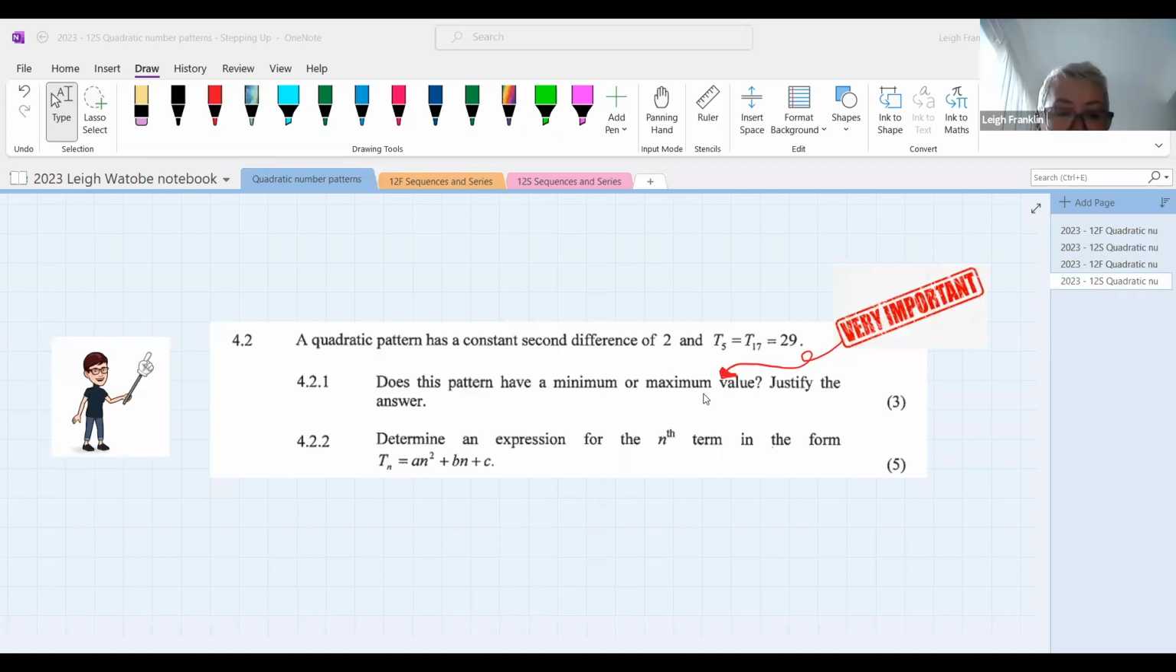Okay, so if we have a look at this question, it tells us that there is a quadratic pattern and it has a constant second difference of 2. It also tells us that term 5 is the same as term 17, and both term 5 and term 17 have a value of 29. The first question they ask us is, does this pattern have a minimum or a maximum value? Justify your answer. Is there anyone of us here this evening that knows straight away how you would answer this question?